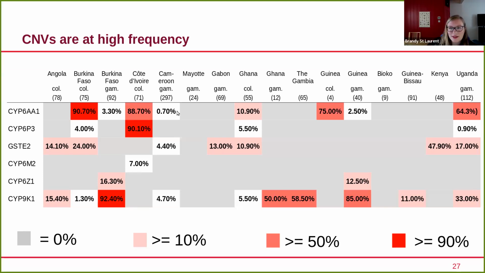So we have a question from Catherine about which sequencing platform was used. And then the next question from El Hadji is, what about the fitness cost of CNVs? What do we know from the literature about the fitness cost of these CNVs?